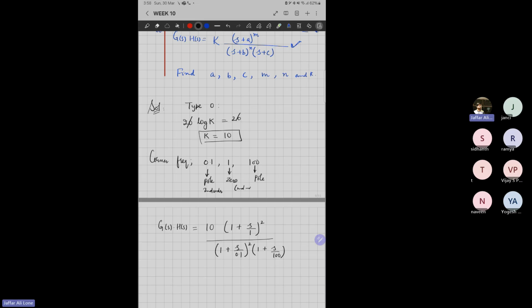Okay, Ramya probably has solved it and got the answers. A is 1. So Ramya has found out A is 1. B is 1 divided by 0.1. Okay.